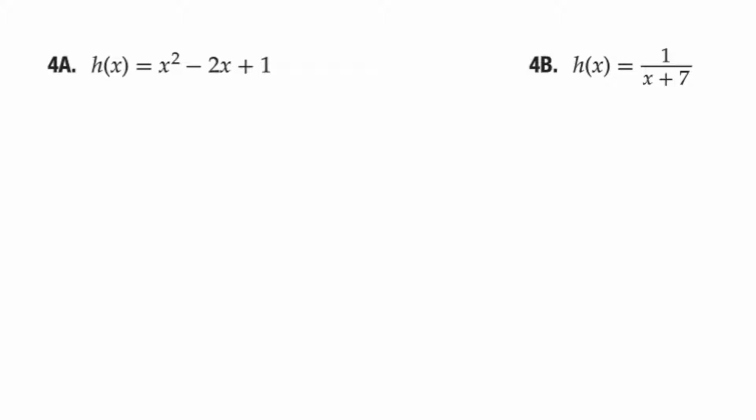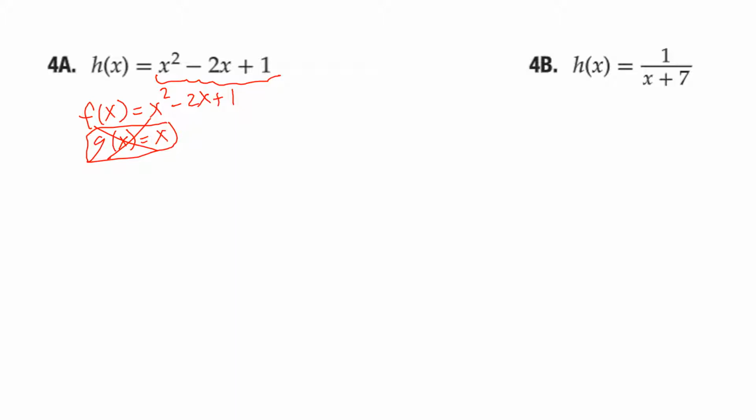In this example, we are trying to find an f of x and a g of x and tear these two apart. Now, you cannot say f of x equals x squared minus 2x plus 1 and g of x equals x. You cannot use the identity function. This is not allowed.